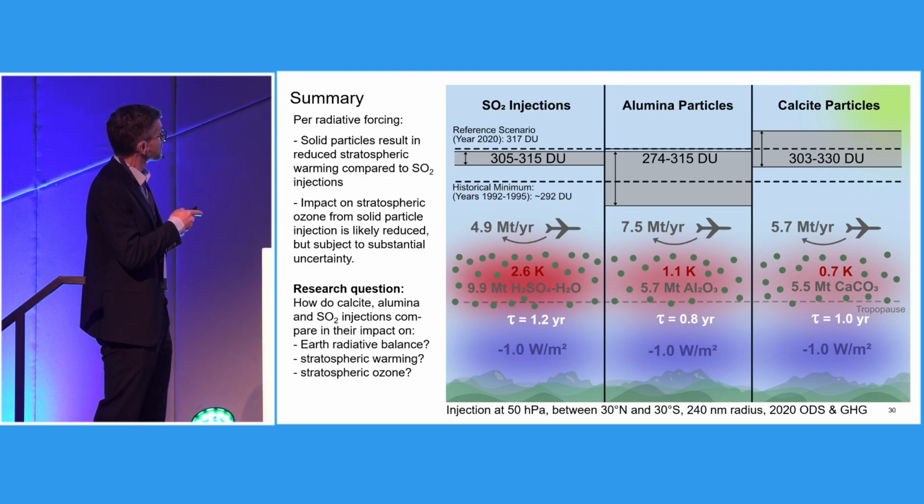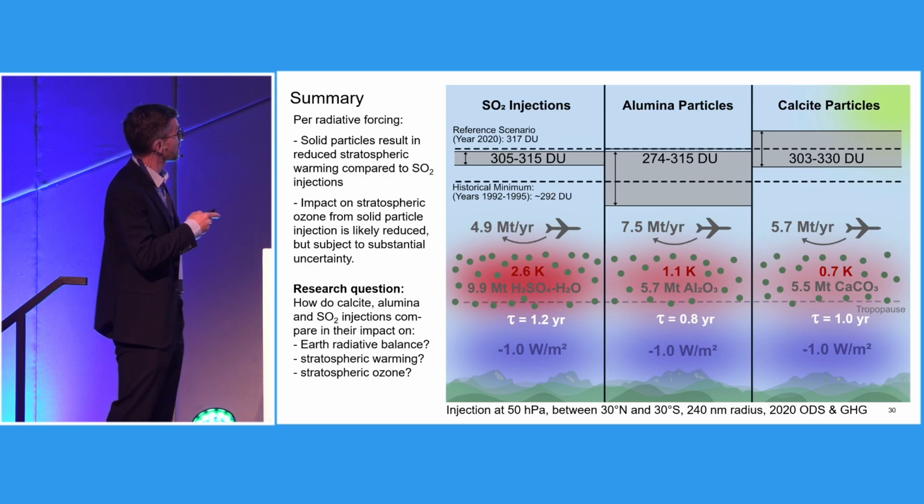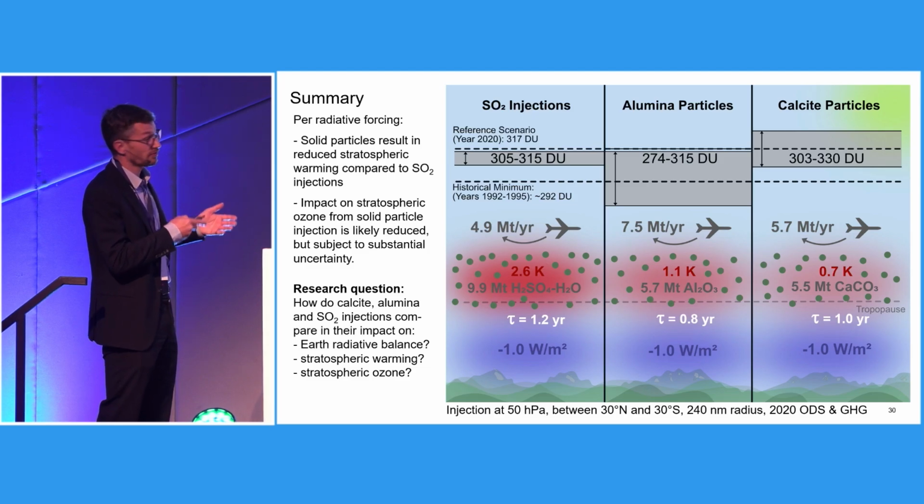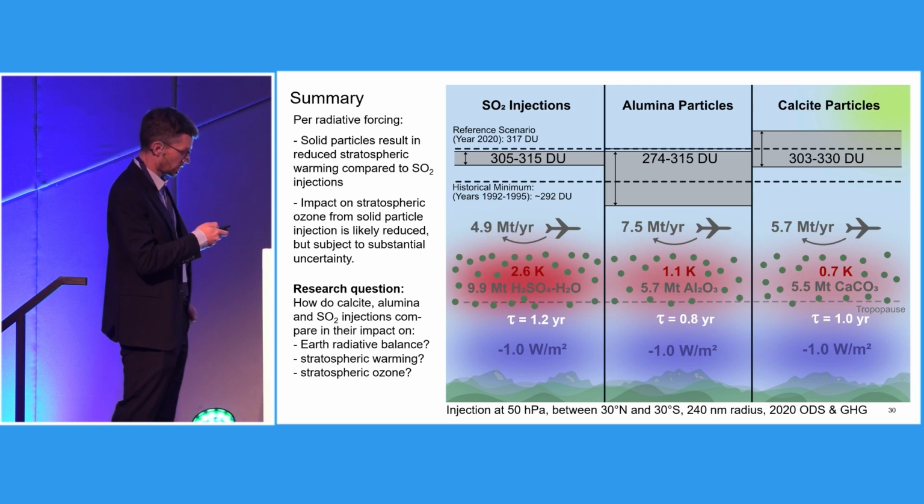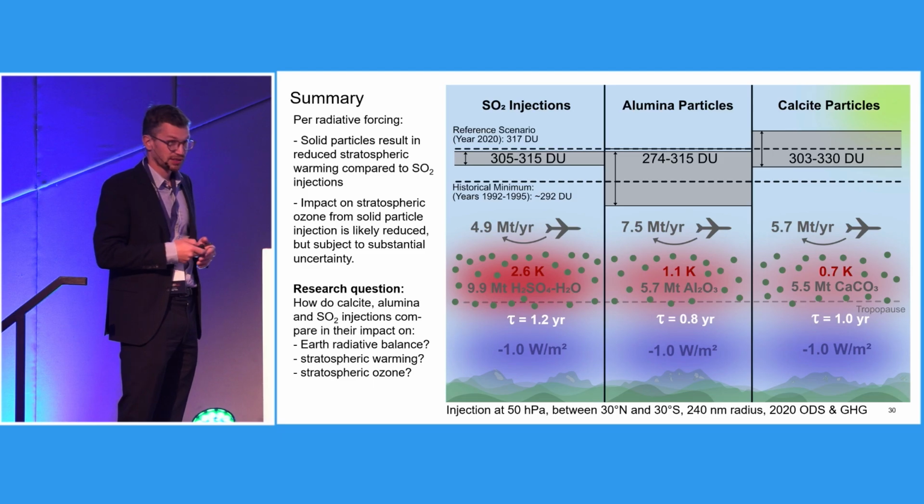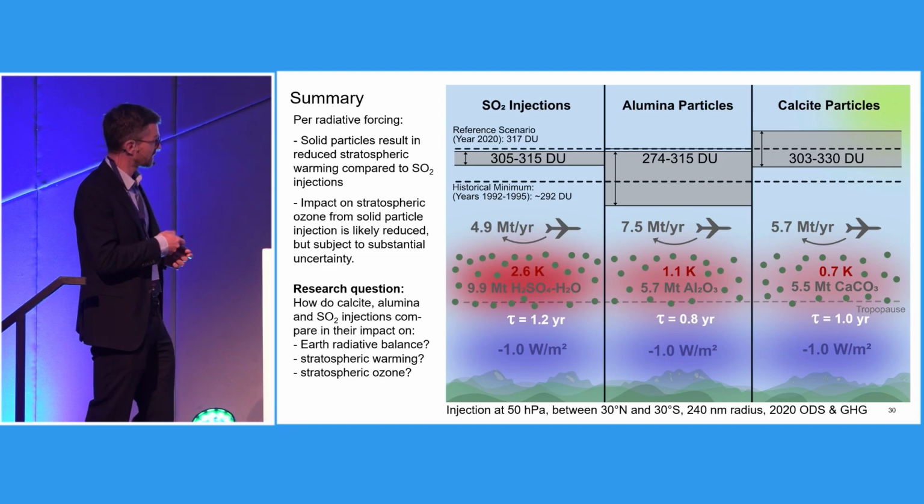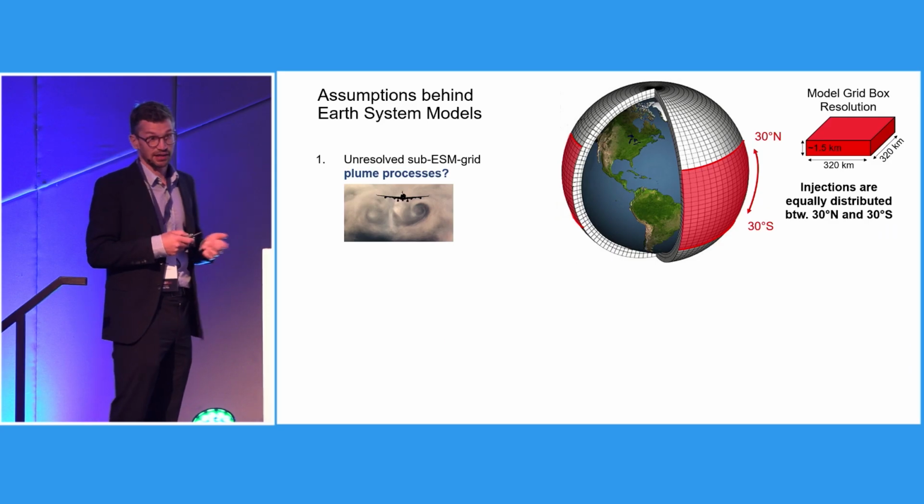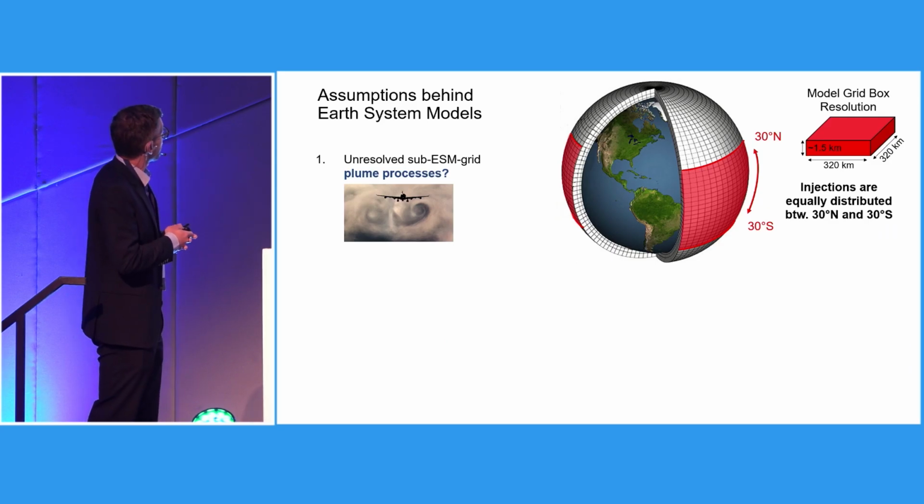For SO2, the uncertainty is much smaller. We know much more what we get, but it's likely larger compared to the total ozone. The most realistic scenario is likely resulting in larger ozone depletion compared to alumina and calcite. But for the solid particles, we have much higher uncertainty. So there's more research we need to do. And these model results are also subject to structural uncertainty, or to further uncertainty, which I want to point at in the following 2 slides.